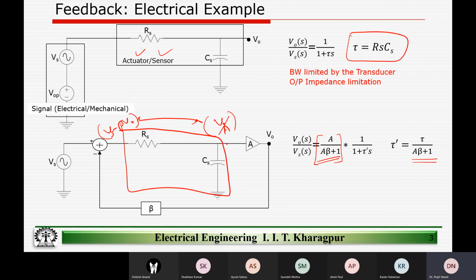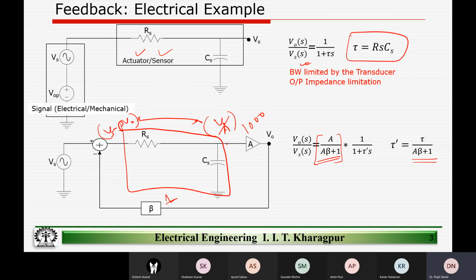So what that means is the bandwidth. This was a single pole system that we have taken, right? So the bandwidth is directly related to tau here. So if we see here, now that we have reduced the tau, so if A is large, so let's say A is 1000, right? And if beta you can assume to be 1 for simplicity, right? So we can see that the new time constant becomes much smaller than the original time constant that we had, right? But then nothing comes for free, right?